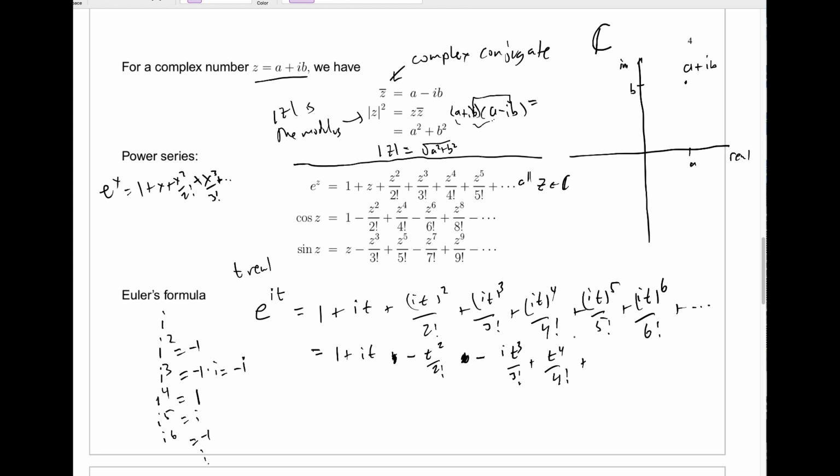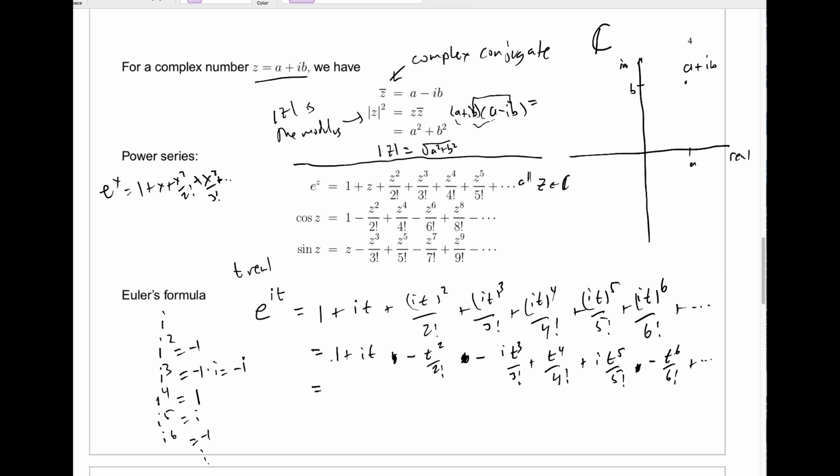I to the 5th is again I, so you'll have I t to the 5th over 5 factorial. I to the 6th is -1, so you'll have minus t to the 6th over 6 factorial. And then we'll keep going on in this somewhat strange pattern. But then we notice this.